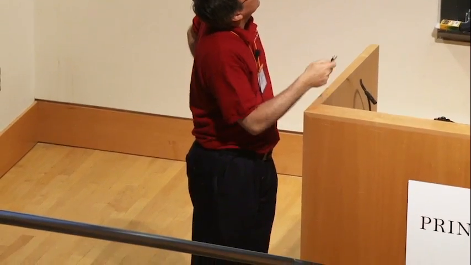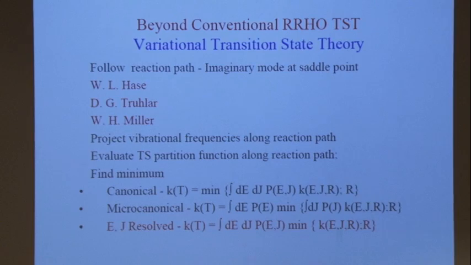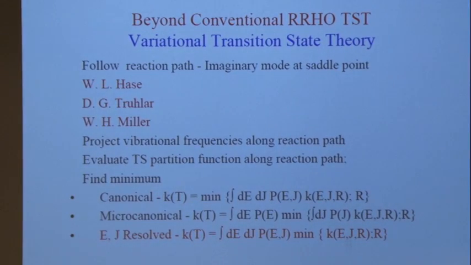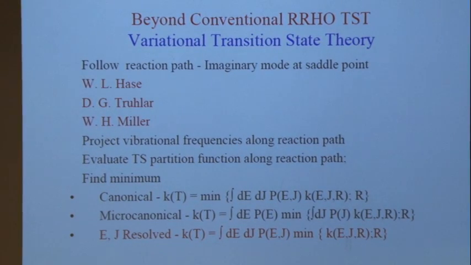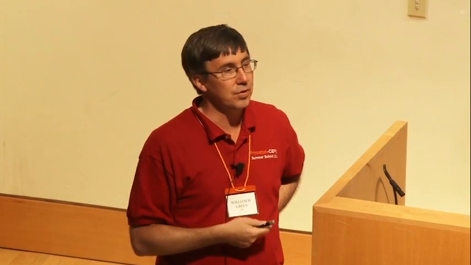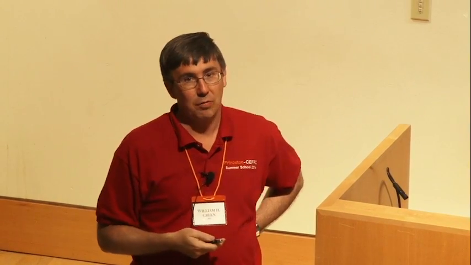And variational transition state theory is a big topic. The conventional transition state theory works really great for molecules with high barriers. And it's easy, and everybody knows how to do it now. There are semi-automated programs that do it for you, and you can get great rates.